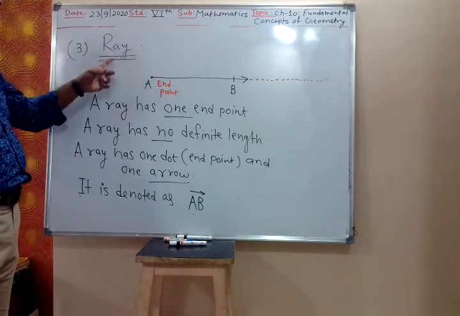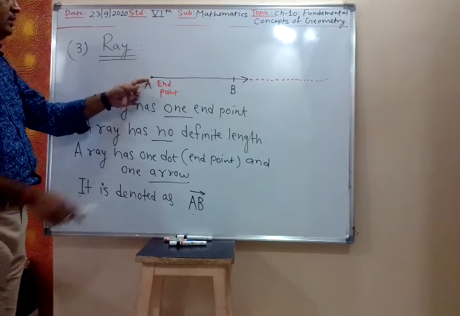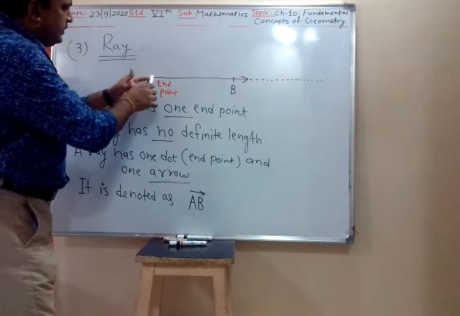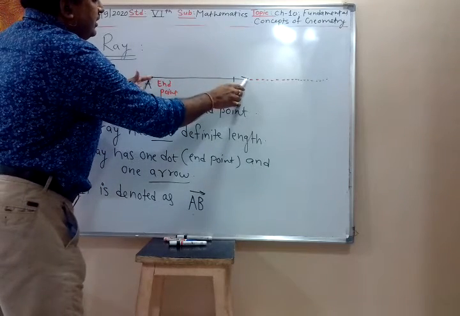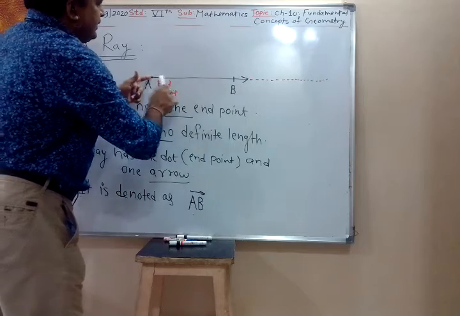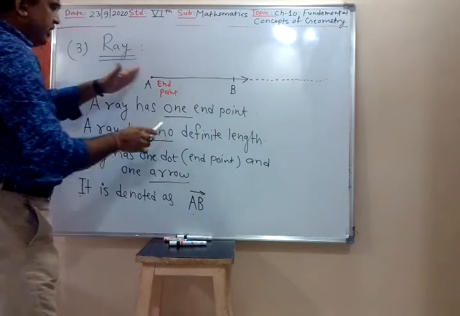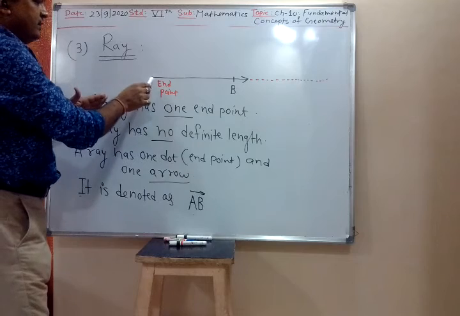I have explained the ray, no. This is the point. From this point we draw the line. We put the arrow at B, which means this side is extended. This side it is extended, but it cannot extend this side. So this is the endpoint.